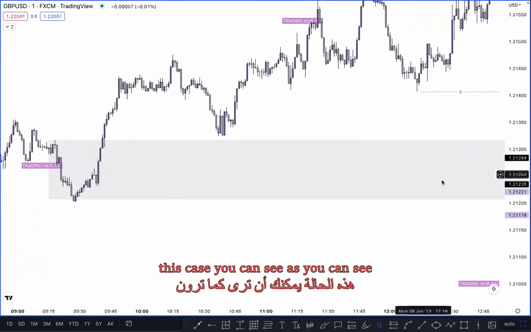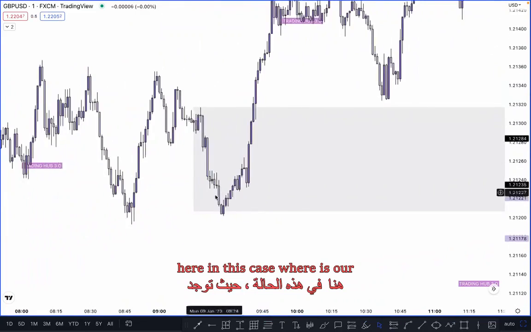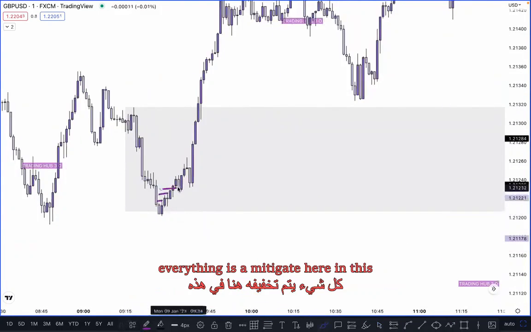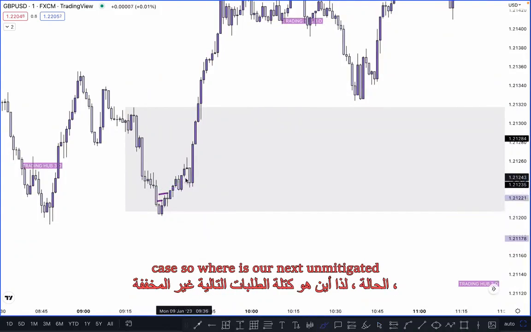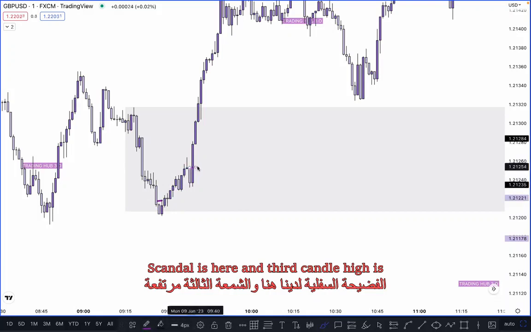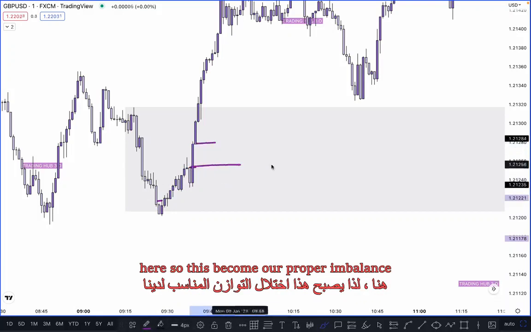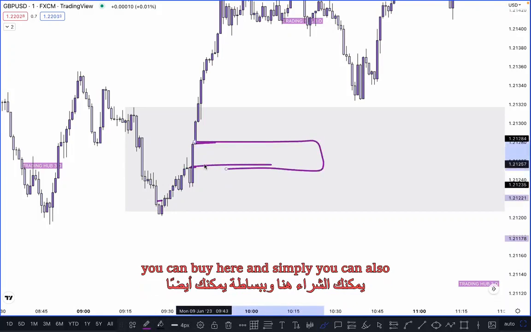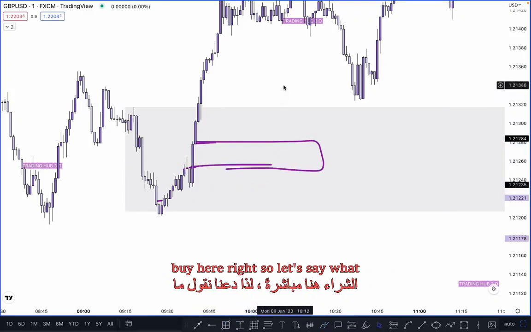In this case, where is our unmitigated order block? Everything is mitigated here. So where is our next unmitigated order block? This one: our lowest candle is here and the third candle high is here. So this becomes our proper imbalance. If the market taps between this imbalance, you can buy here, and simply you can also buy here, right? So let's see what happened next.